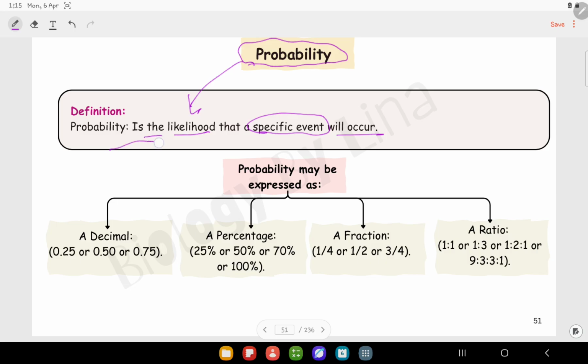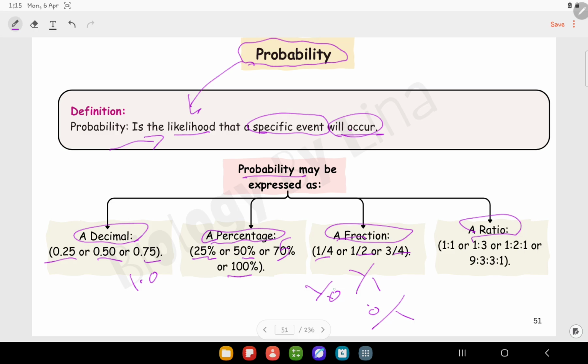So what do we mean by probability? It's the likelihood that a specific event will occur. You expect something to happen, and this expectation, or the probability, may be expressed as a decimal. Or maybe as a percentage, for example 25, 50, 75 or 100. Or maybe represented as a fraction, and you know what a fraction is in mathematics, or maybe as a ratio. For a ratio we have, for example, 1 to 1.